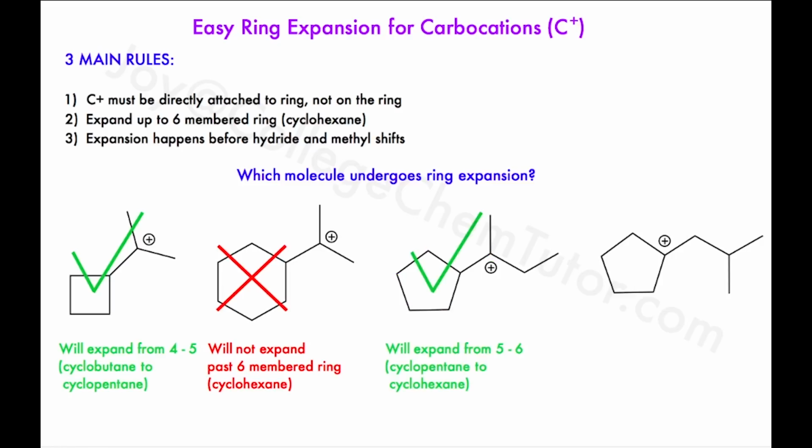The next molecule has a carbocation, again in pink, directly attached to a 5-membered ring, and so this is also eligible for ring expansion. It will expand from 5 to 6. For the last molecule on the right, unfortunately, the carbocation is located on the ring itself, and it's one of the maroon carbons. Therefore, this molecule cannot undergo ring expansion.